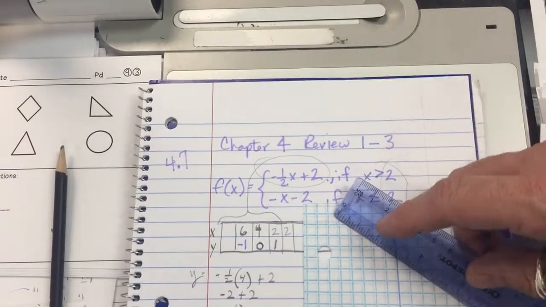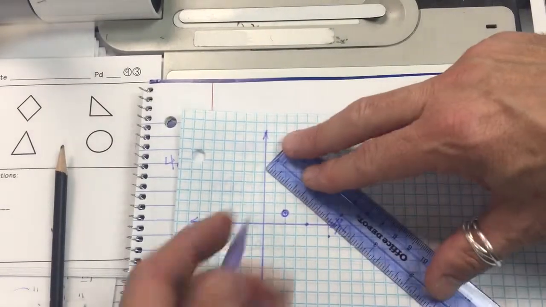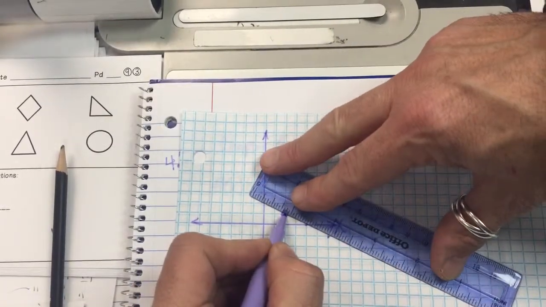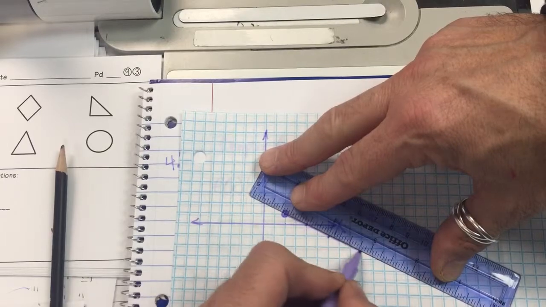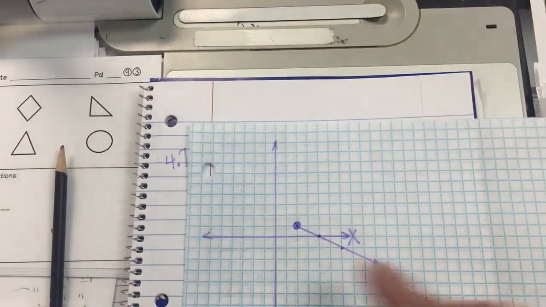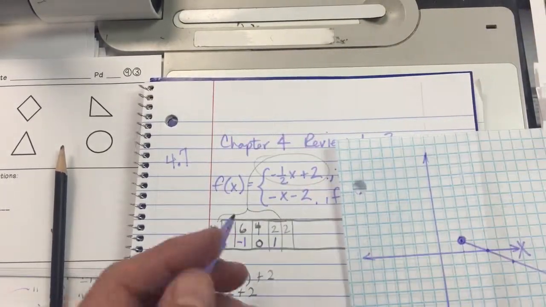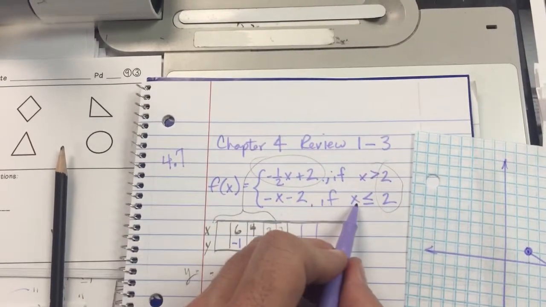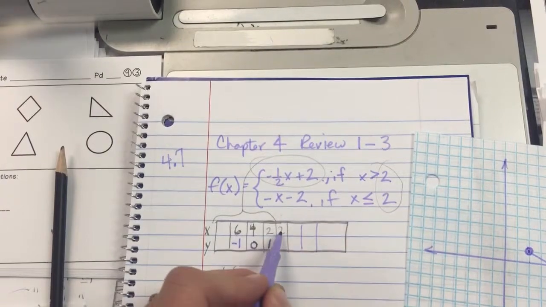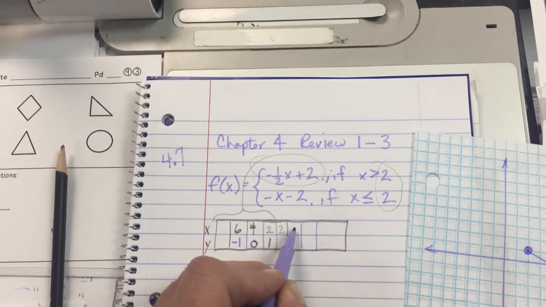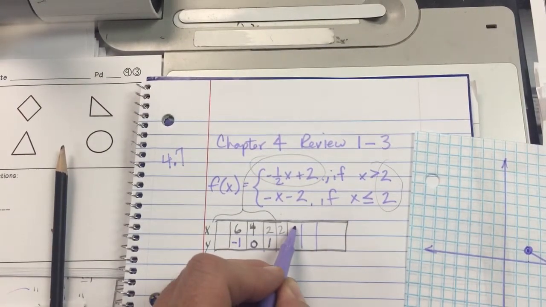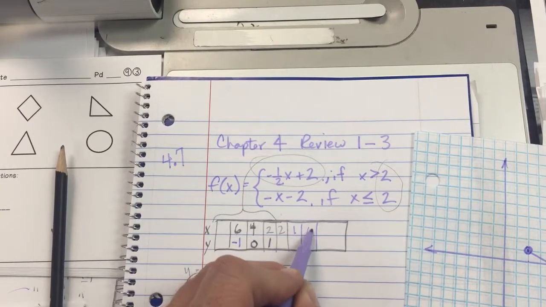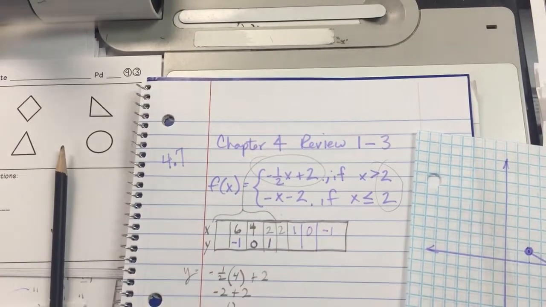So our line, let me move it up here, sorry about that, is going like this, not equaling 2. And so let's go back to this side. We're going to look at some x values that are less than or equal to 2. Well, here's 2 again. Now I guess we could throw in a negative 1 there.